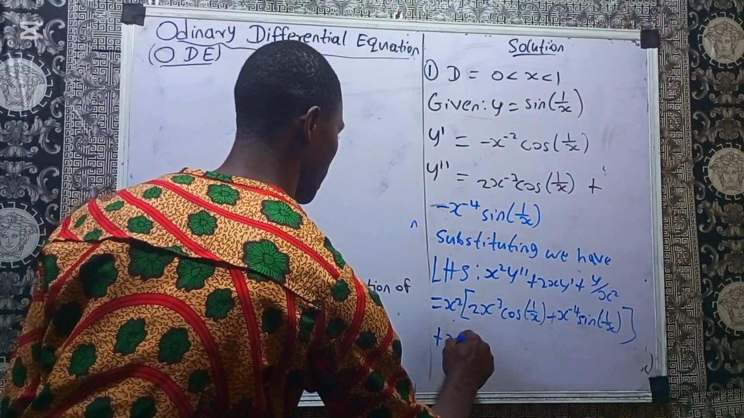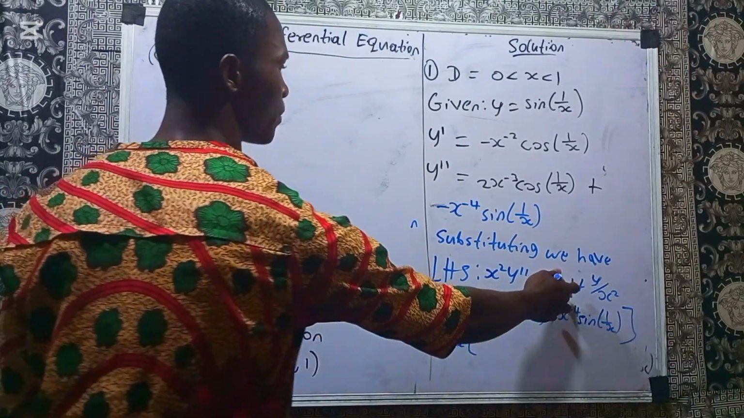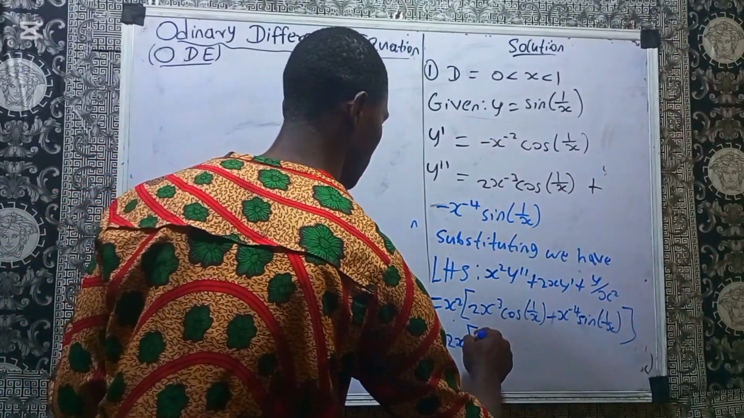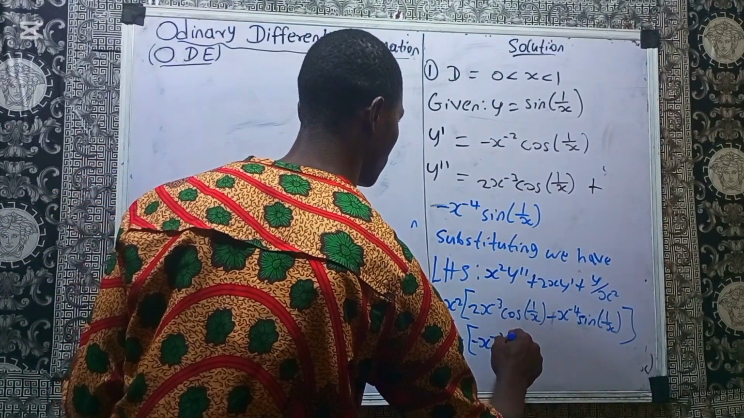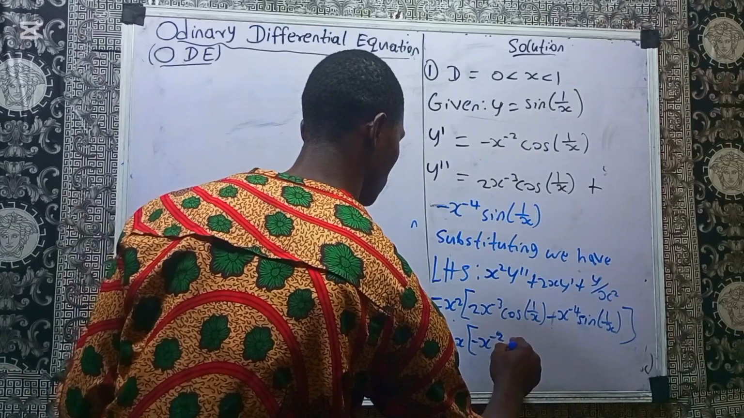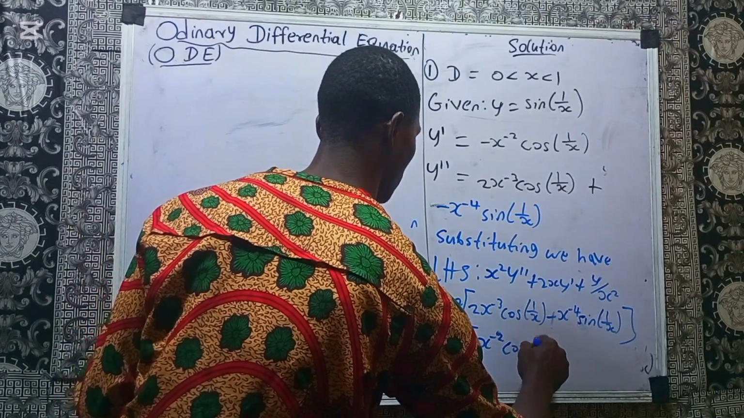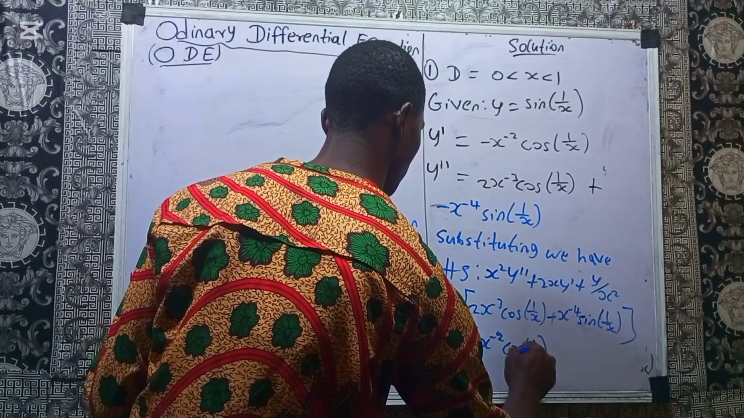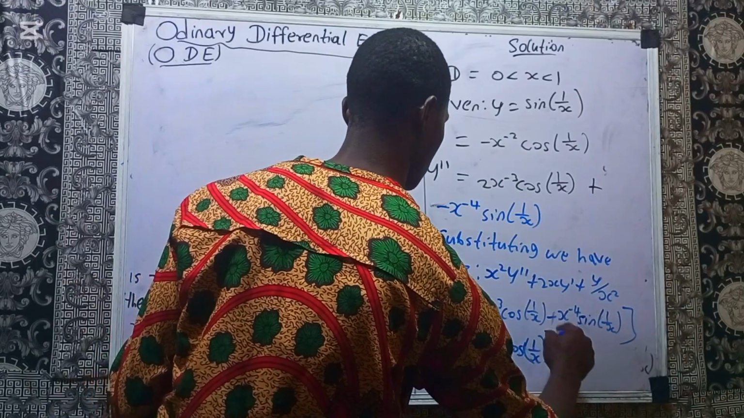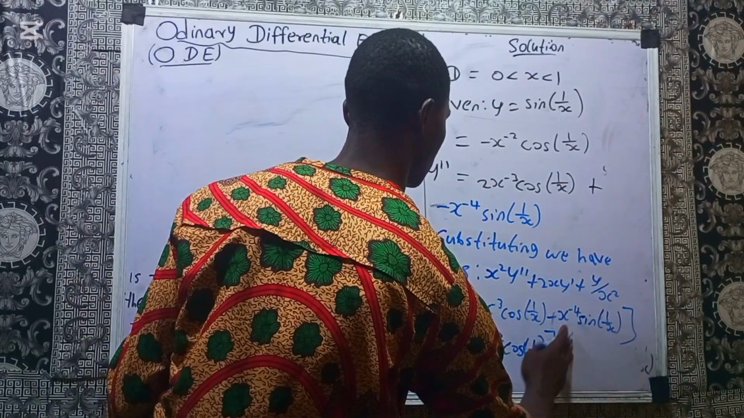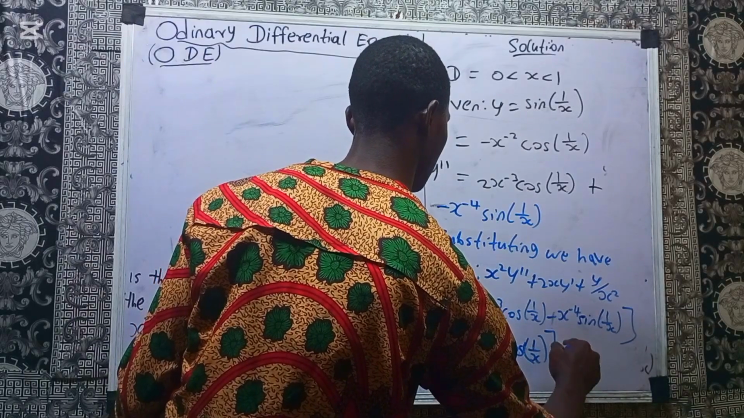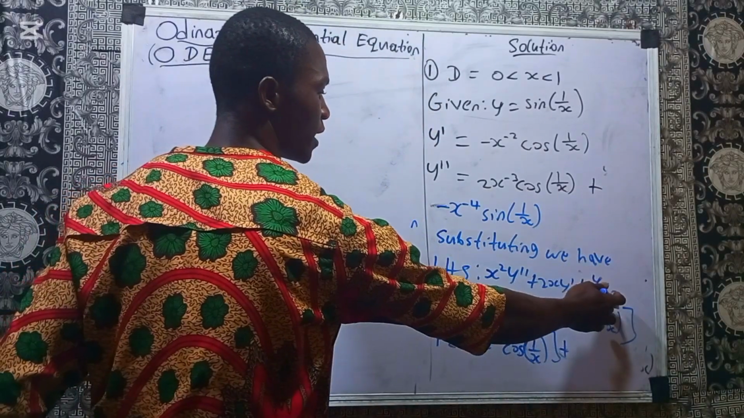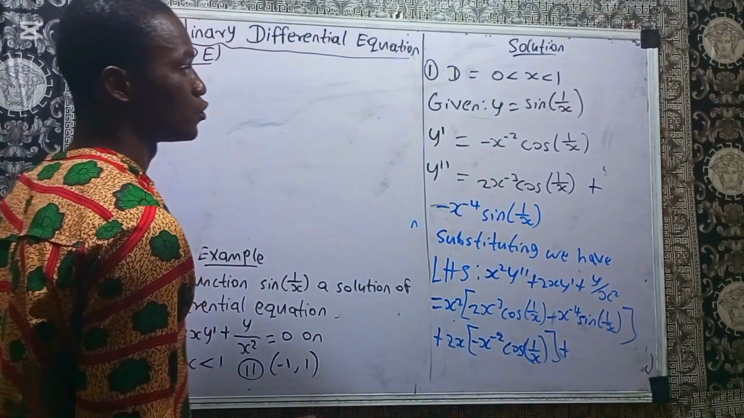Plus 2x into what is y prime? This is our y prime: negative x raised to power negative 2 cosine of 1 over x, right? Cosine of 1 over x, plus the last one, y over x raised to power 2.